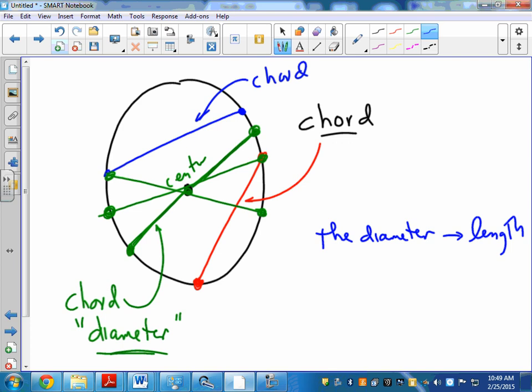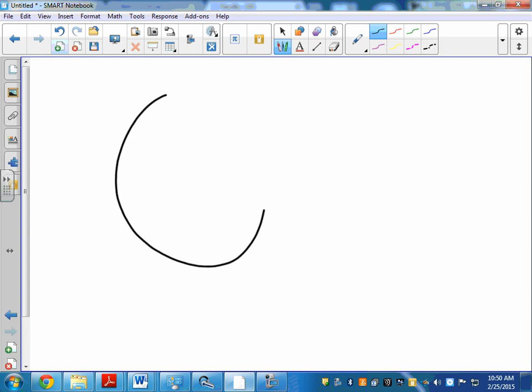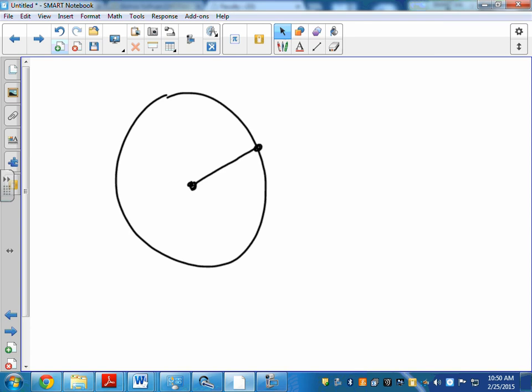Okay, so this circle has an infinite number of diameters, but if I say what is the diameter, I want to know how long it is. So let's just throw a number in here so we can play with it. Let me get a new picture going. Here's our circle. There's the center. Here is a radius. Okay, and here is a diameter.